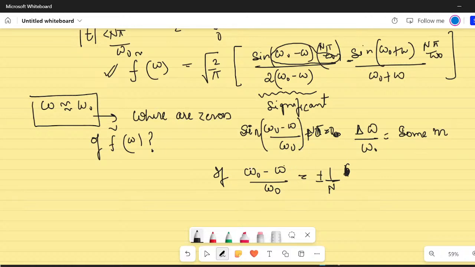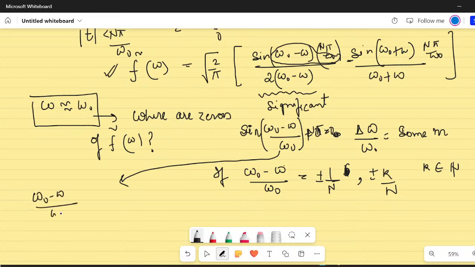So if I take n equals to 2, then omega naught minus omega divided by omega naught is 1 upon 2, and then you have this 2 pi. So 2 gets cancelled, you have only pi. Sine pi is again 0. So basically, if omega naught minus omega upon omega naught is simply plus minus 1 upon n, or you can say plus minus k upon n in general, where k belongs to natural number, this may also so happen. So for example, what I want to convey is that, you know that sine theta is equal to 0 if theta is equal to k pi. So basically I will write omega naught minus omega divided by omega naught times n pi if it becomes equal to k pi.